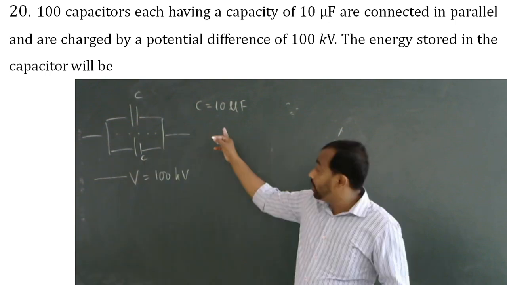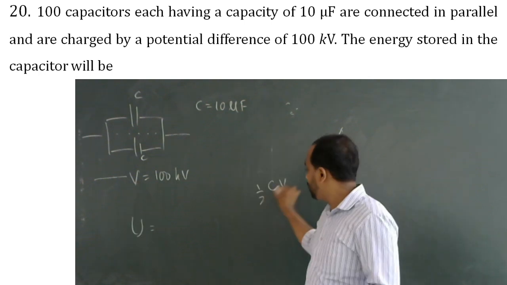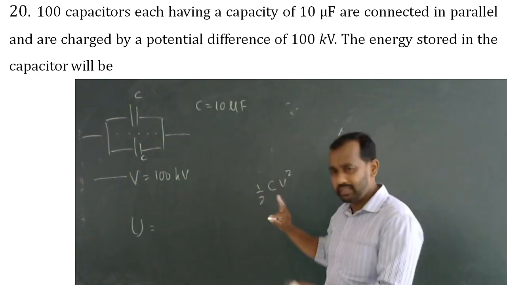The expression for determining the total energy will be U. In general, if there is a capacitor of capacitance C connected across a potential difference of V, then total energy will be equal to half CV square. So this is the required expression.